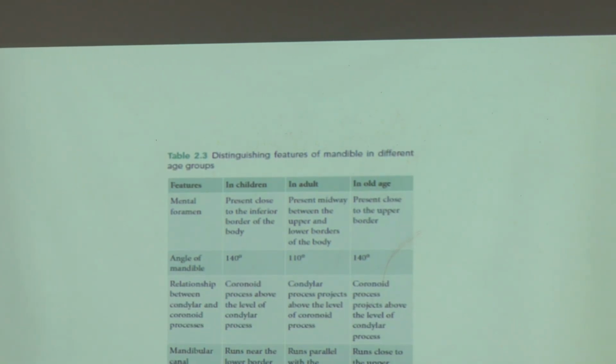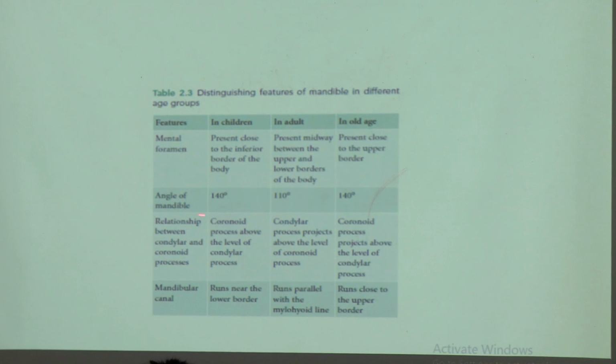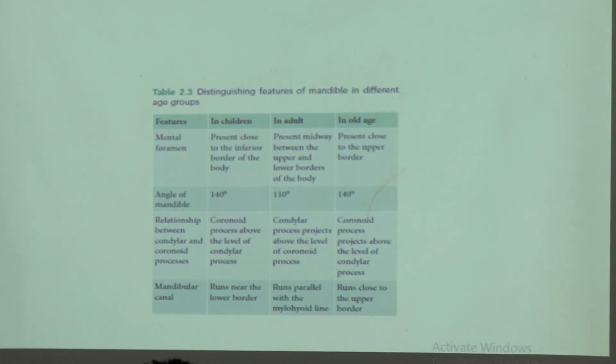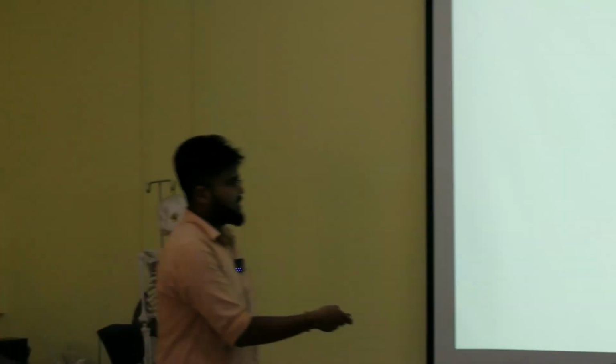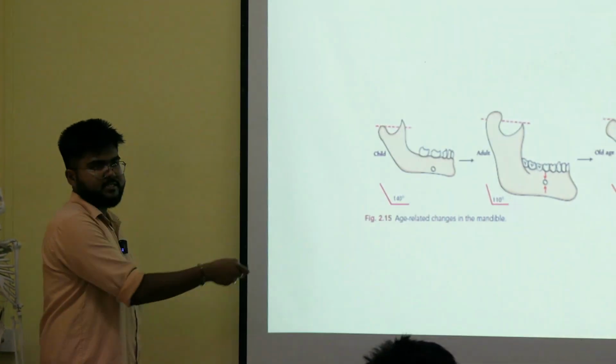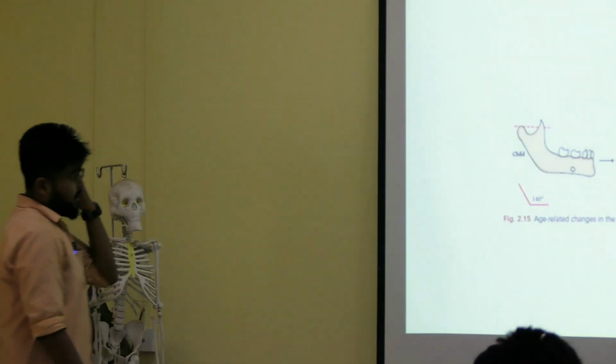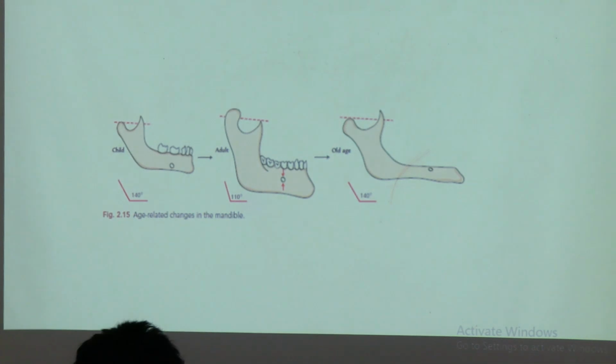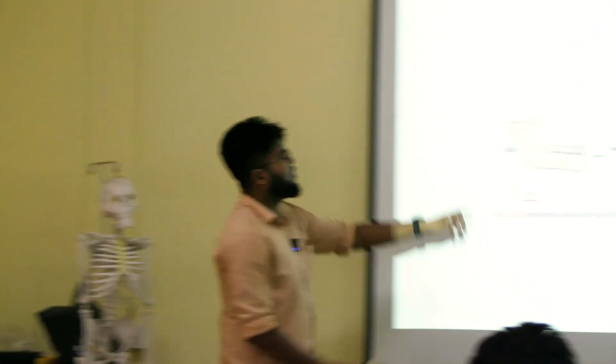There is another difference by looking at the angle of the mandible. This is the angle of the mandible. In children and old age, it is 140 degrees, but in the adult it is 110 degrees. And by looking at these two processes, see here, which process is this?